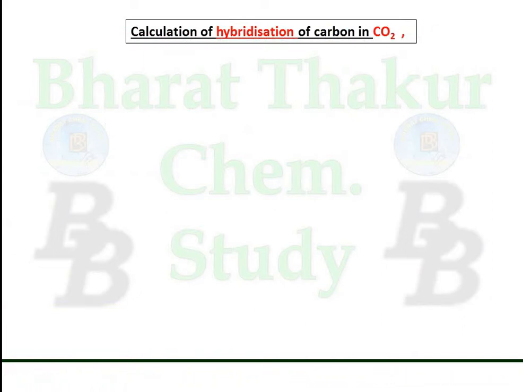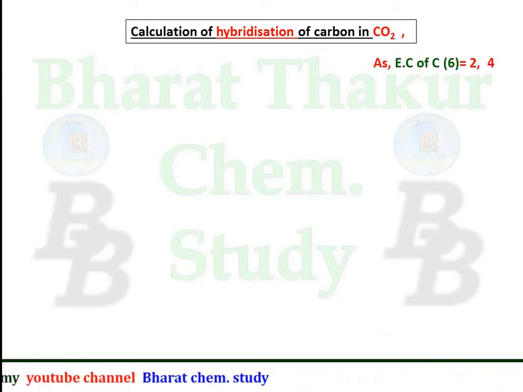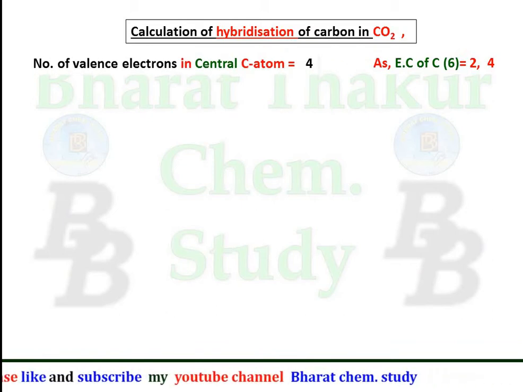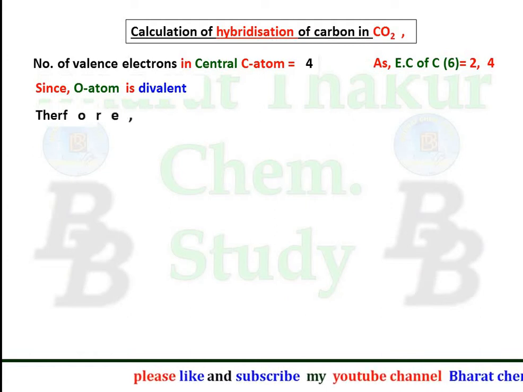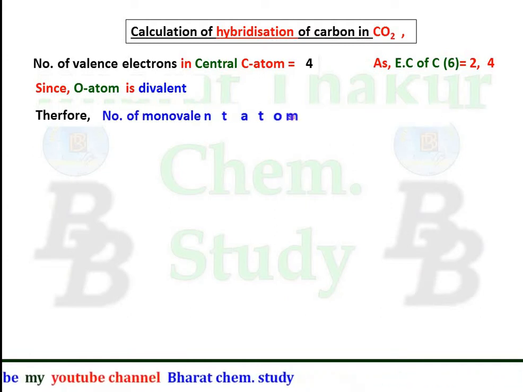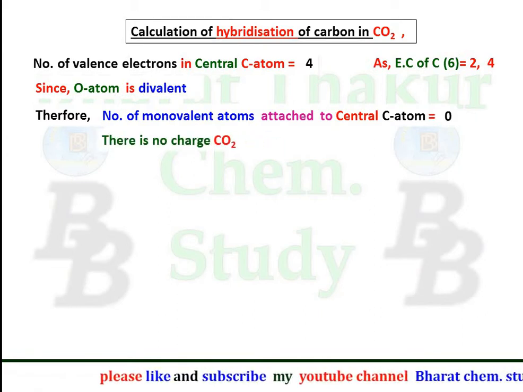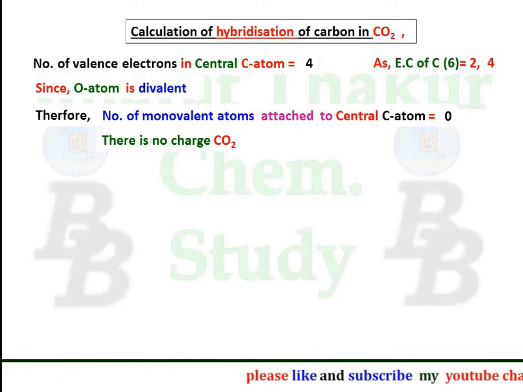Let's do an example by calculating the hybridization of carbon in carbon dioxide. Now, as the central atom carbon has the electronic configuration 2,4, the number of valence electrons in the central carbon atom is equal to 4, and since the oxygen atom is divalent, it is forming a double bond, therefore we can take the number of monovalent atoms in carbon dioxide as equal to 0, and there is no charge on carbon dioxide, therefore we will not add or subtract anything from the formula to calculate the number of hybrid orbitals.